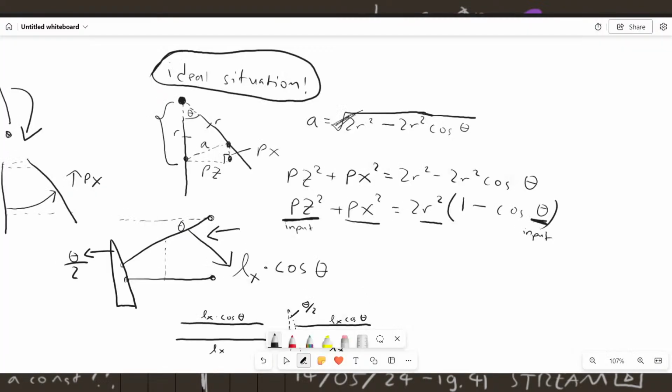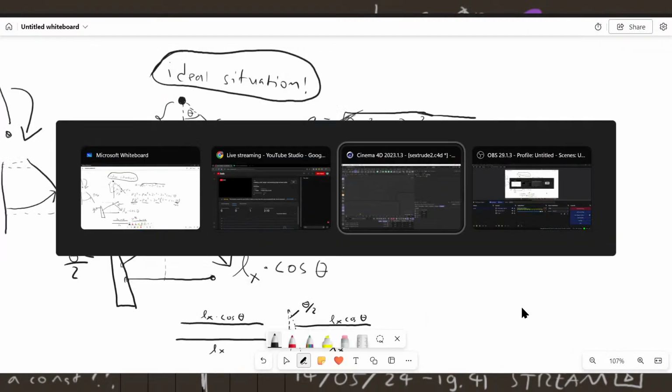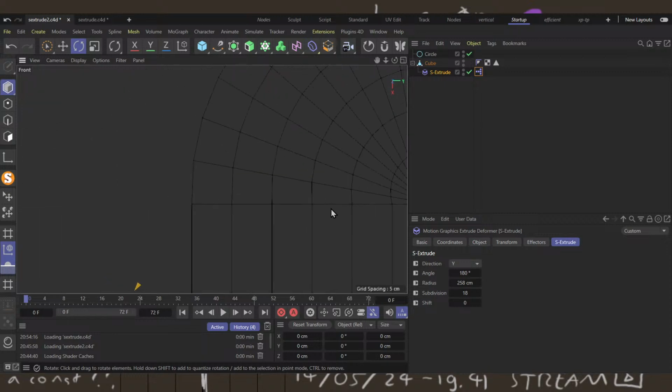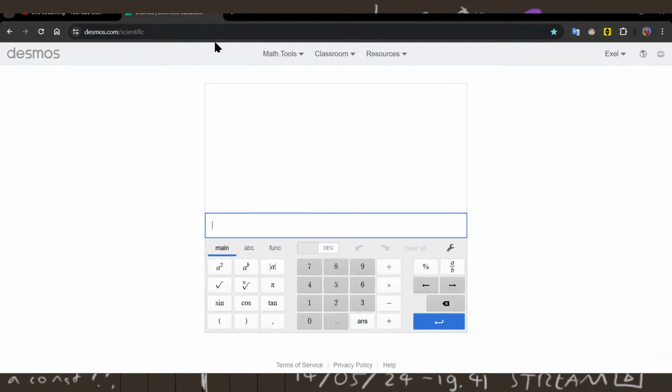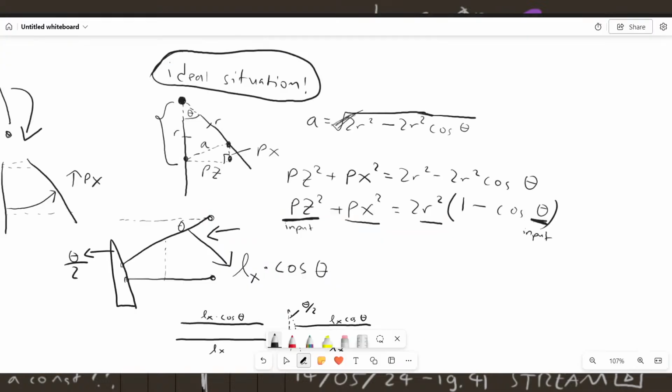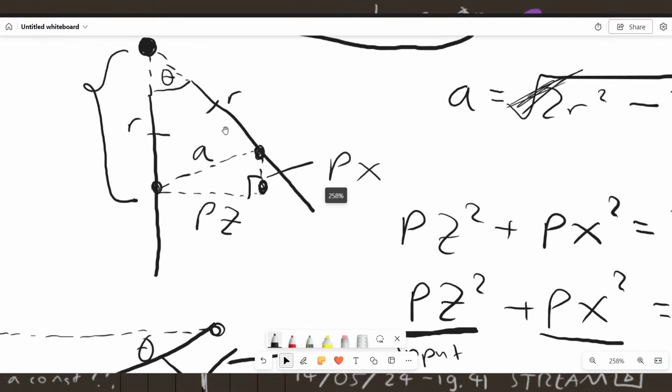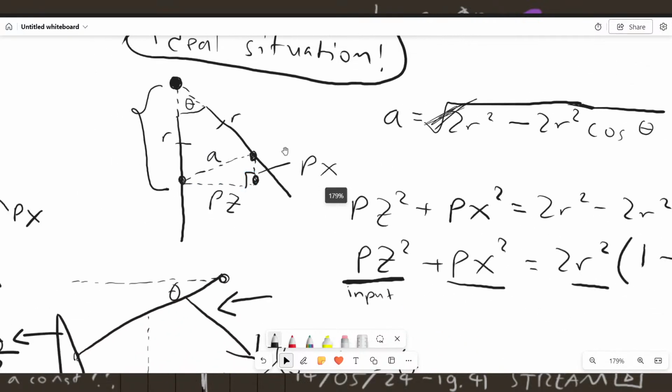Or do we? Wait, what if we use like a pi thing? Wait, so we have to know the length of this right here, right? Which we do, but we also have to get it from R, which is stupid. But maybe we don't have to. Maybe the px here. Yeah, but we still don't know the R. The R value.